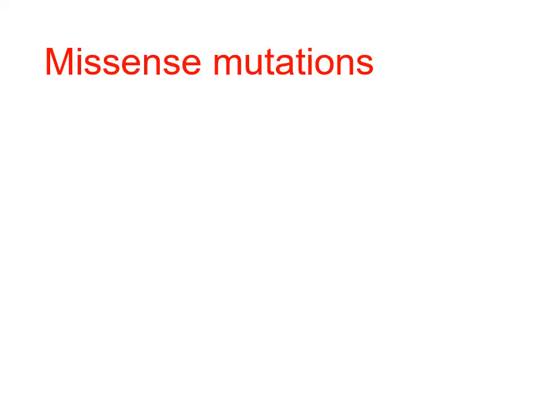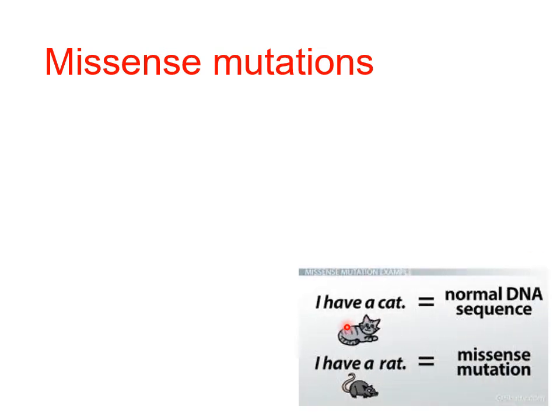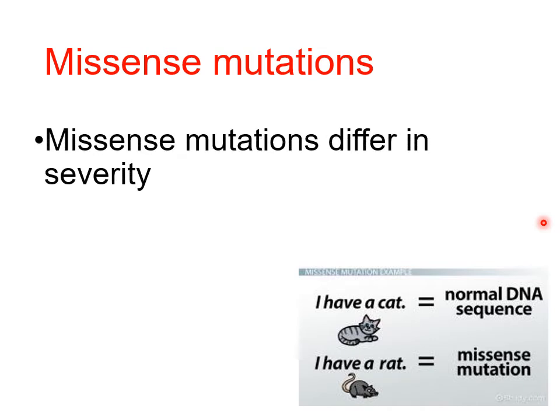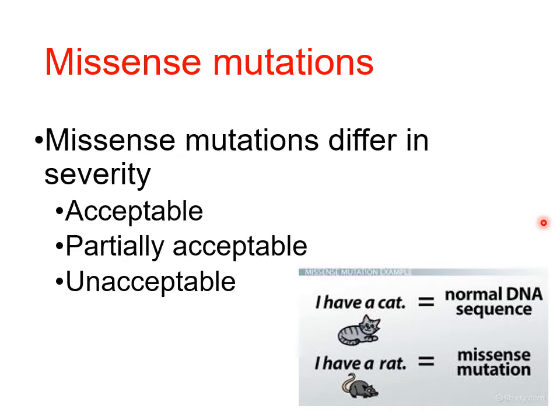Next, coming to the effects of missense mutations. This image here simply explains the missense mutations. So you can see that a single change has changed the animal. So I have a cat, the C has been replaced with R, it becomes I have a rat. So this is the missense mutation. Now depending on the severity of this missense mutation, that is, from which amino acid to which amino acid it has been changed, these missense mutations can be acceptable, partially acceptable, or unacceptable. To understand this, let's go to the next slide.